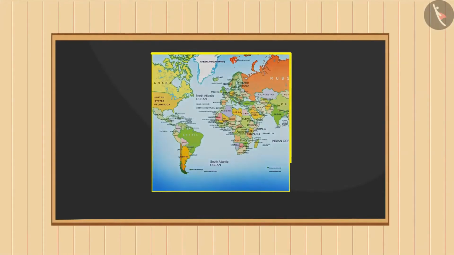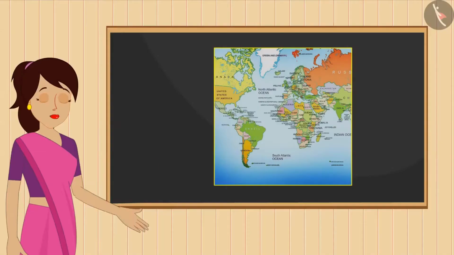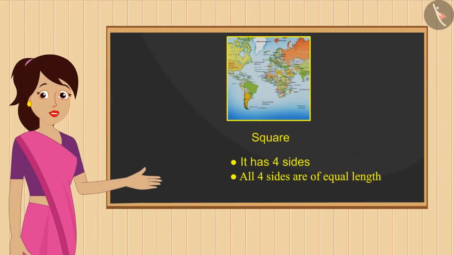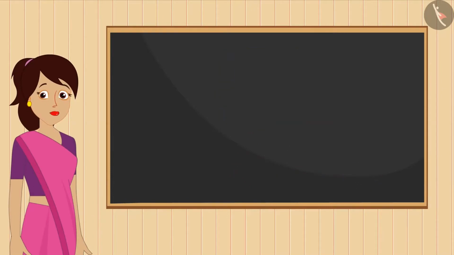Now tell me, which shape shall we get by tracing this map? This is a square. Very good, Ravi. A square is a shape that has 4 sides and all 4 sides are of same length.